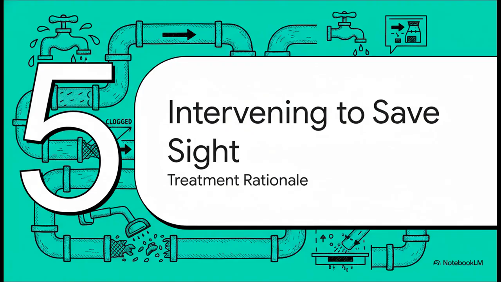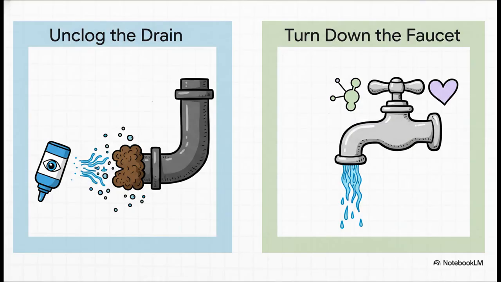So if the problem is a clogged drain causing high pressure, then the solution has to be about fixing that plumbing issue, right? Exactly. Every single glaucoma treatment, whether it's medication or surgery, is designed to do one of two things: either turn down the faucet or unclog the drain. Let's start with the medications.